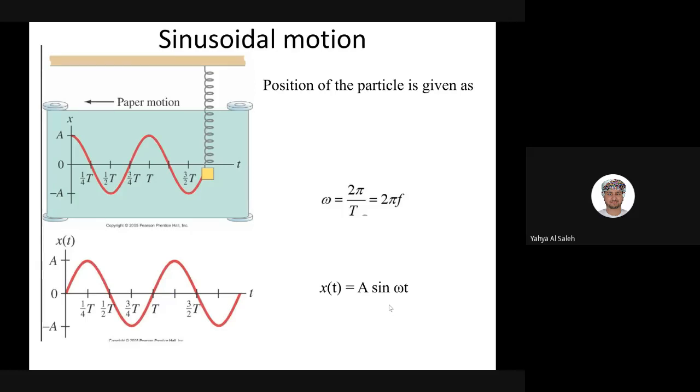What about omega t? Omega is 2 pi over the time period, or 2 pi f. So our entire equation is A sine 2 pi t over capital T, or 2 pi f t. We call it omega t. Now again, you have seen omega before in circular motion and in rotational motion, and it was angular velocity.